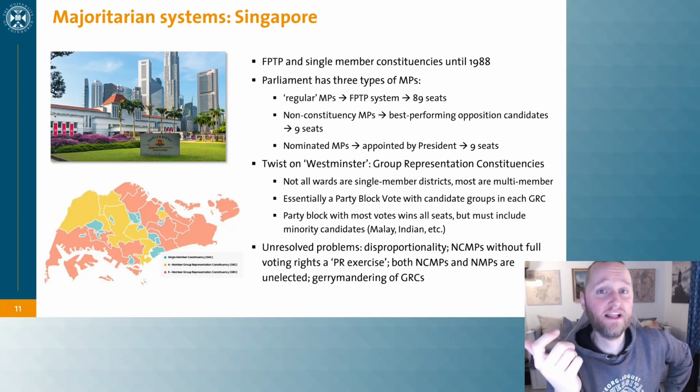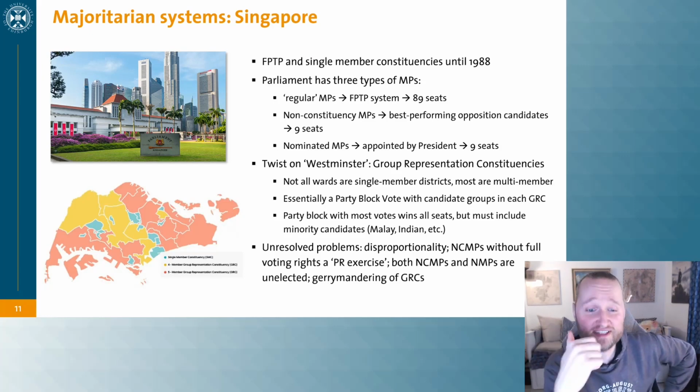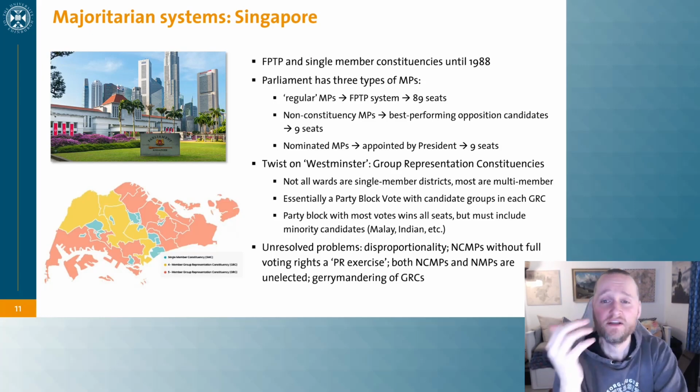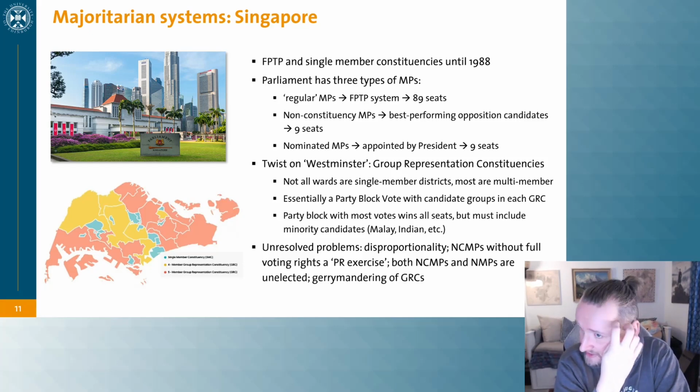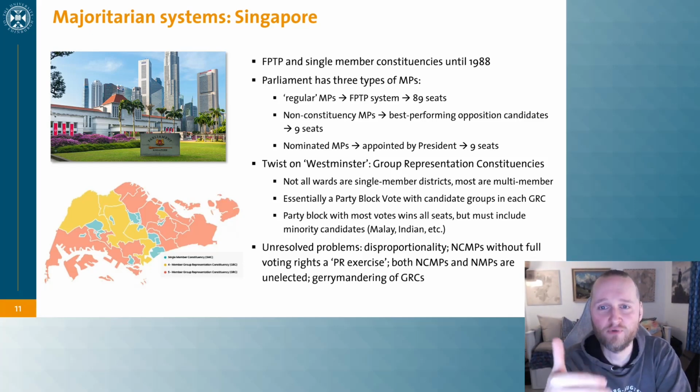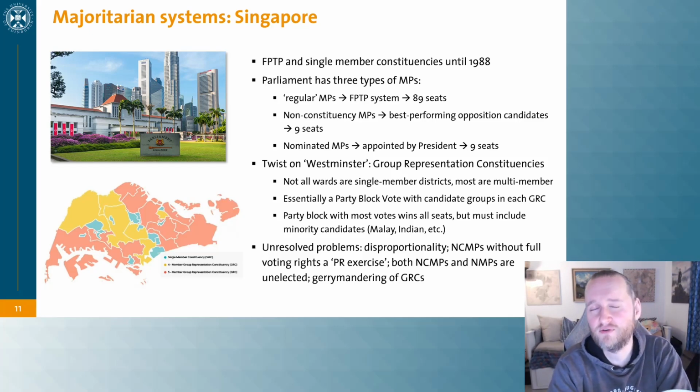Let's pick an actual real-life example of a majoritarian system with a couple of twists on it. So let's look at Singapore for a second. Singapore is a country in which voting is compulsory, so you do have to vote, and until the late 1980s it used to work on the first past the post and single-member constituency system, so it's very much a Westminster type system.